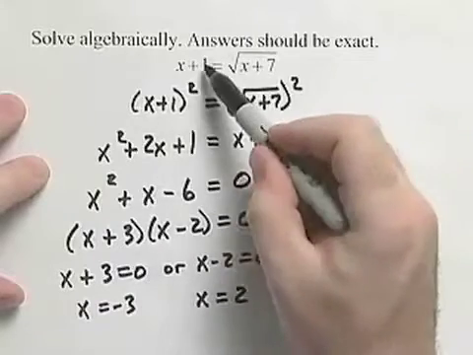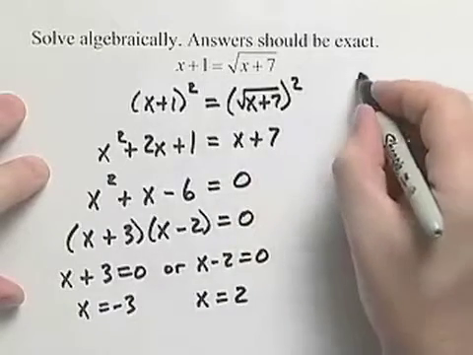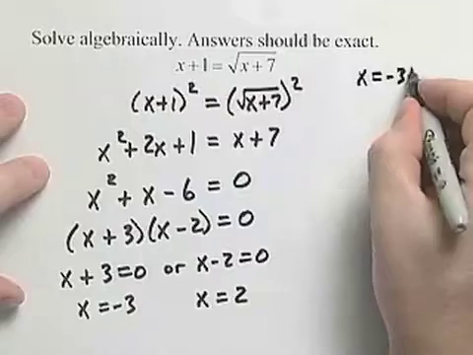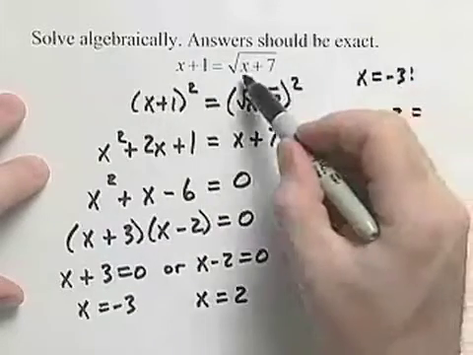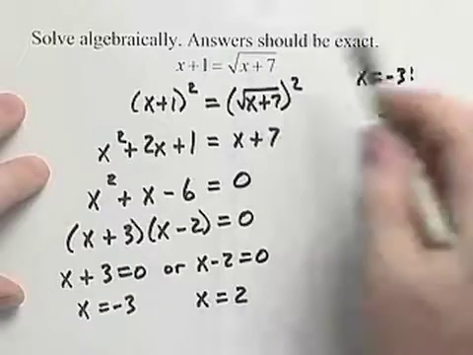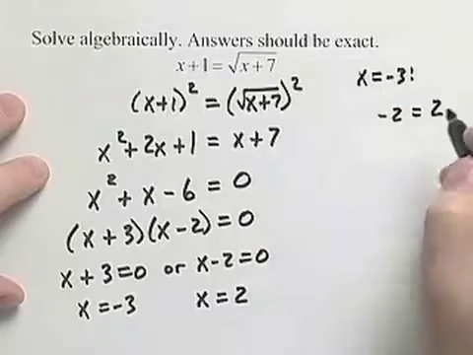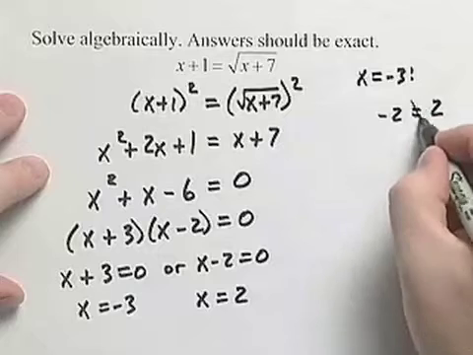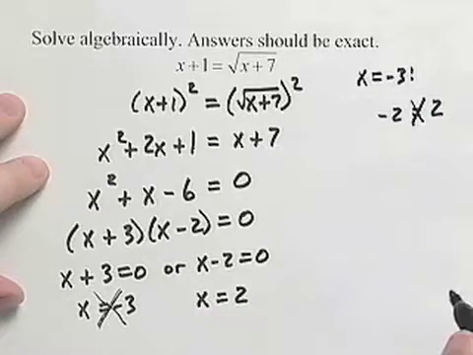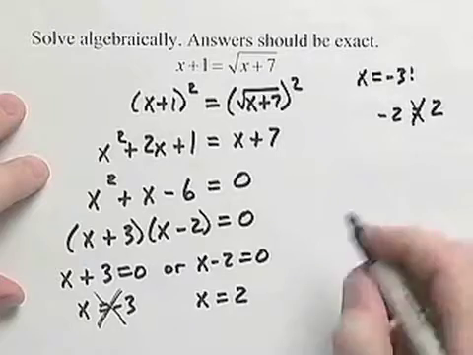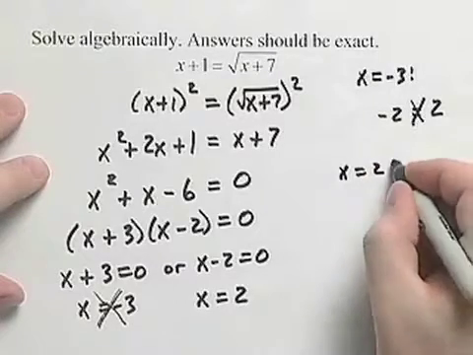So we have -3 + 1. Let's write x is -3. -3 + 1 will get -2. -3 + 7 is 4, and the square root of 4 is 2. So we see that -2 does not equal 2, so x = -3 is not one of our solutions. We'll let x = 2.